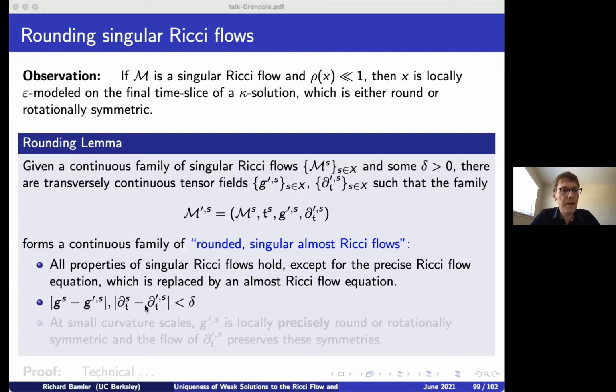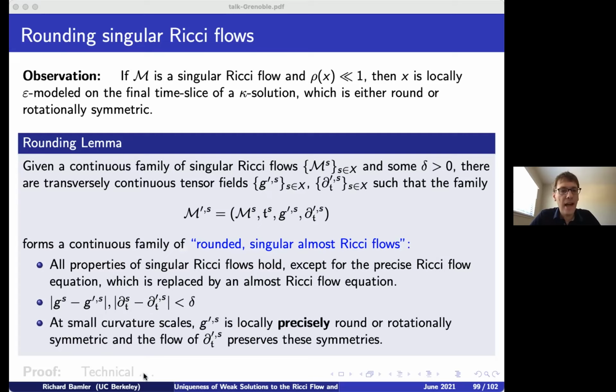The g'_s and the ∂_t'_s will approximate the original metrics and vector fields, respectively. And I want now that at small curvature scales, or where the curvature is very large, g'_s should locally be precisely round or rotationally symmetric, and the flow of this new time vector field should preserve those symmetries. Okay? So if I'm looking at small scales, I want to see an almost Ricci flow that just consists of rotationally symmetric or round metrics.